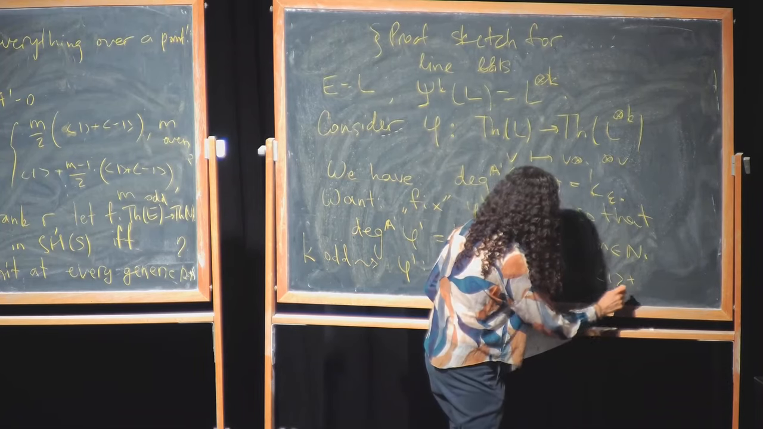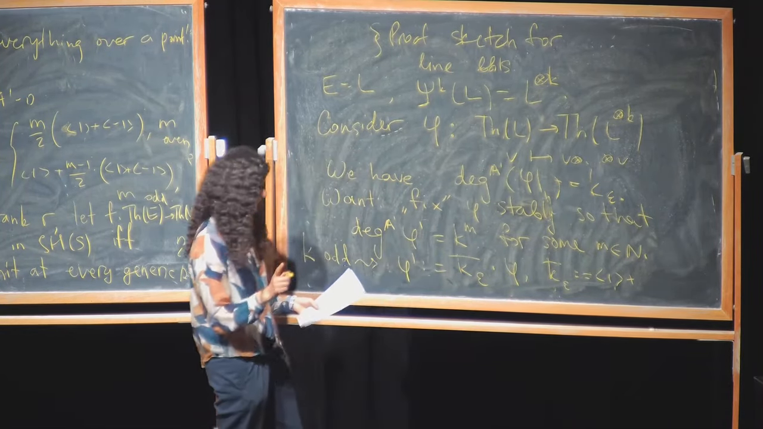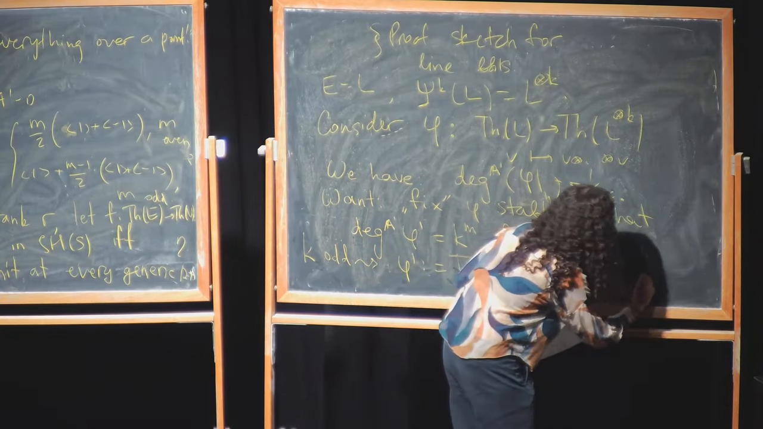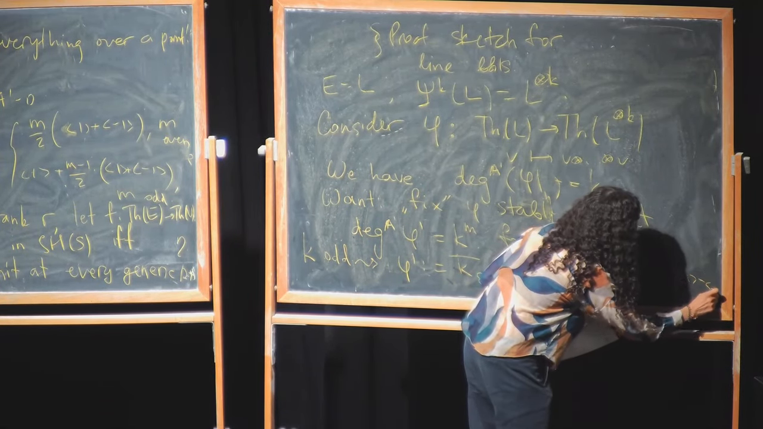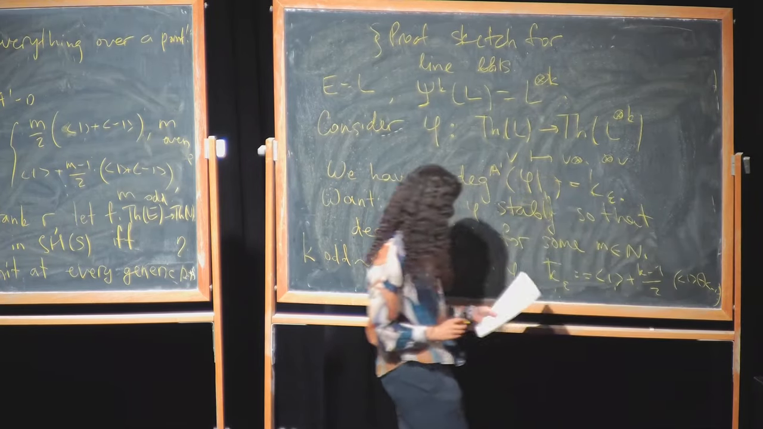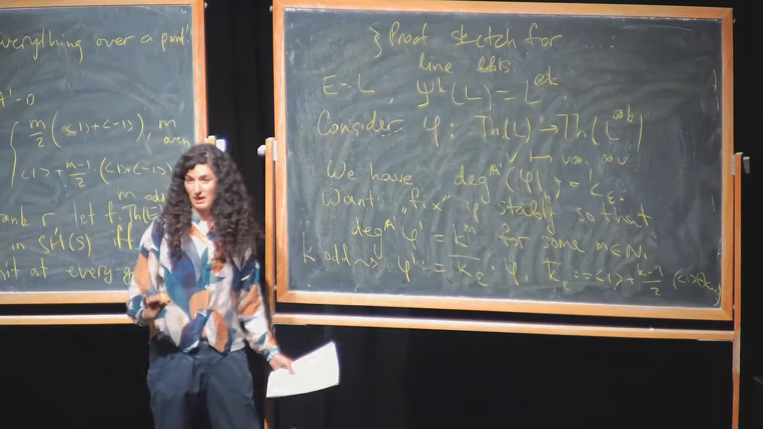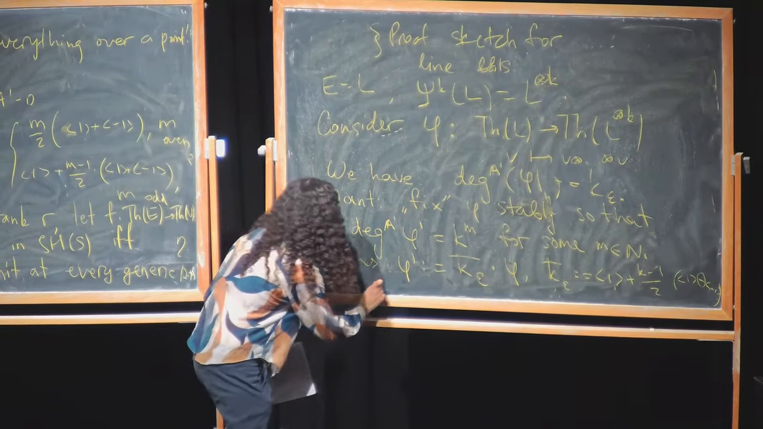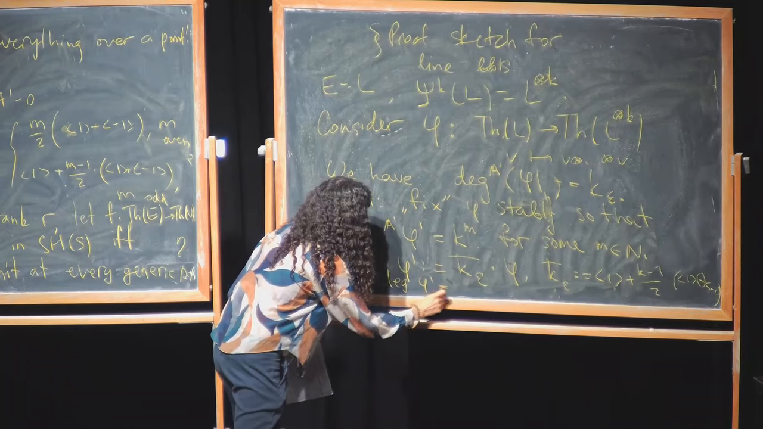No, it's okay. Actually, yes, it's a little different from k epsilon, sorry. It's one plus k minus one half times one minus one. So this is the difference with k epsilon. And so the claim is that the degree of this guy will indeed be just k, not k epsilon. So the degree of phi prime then is just k.